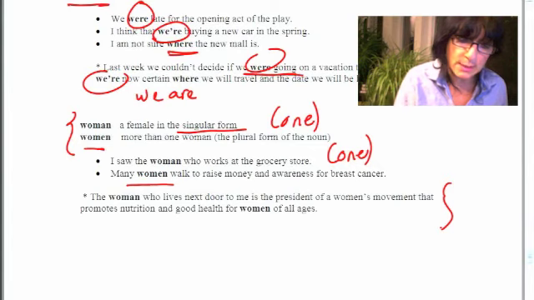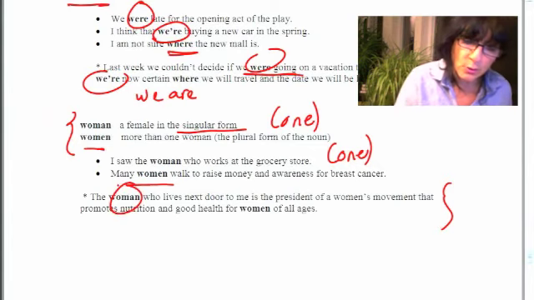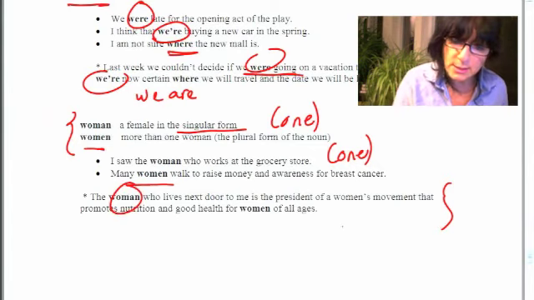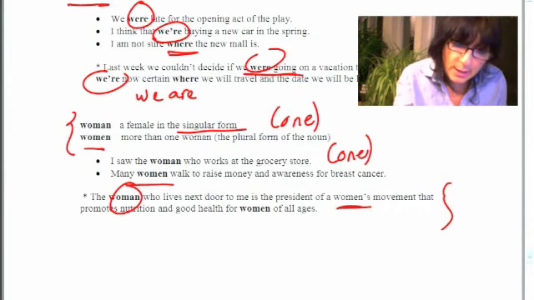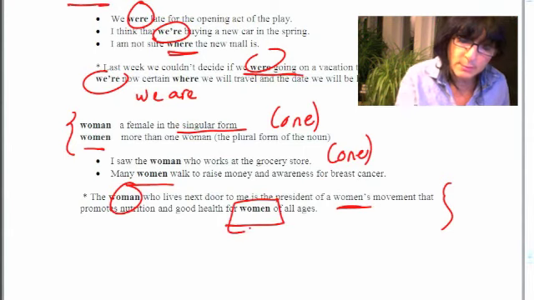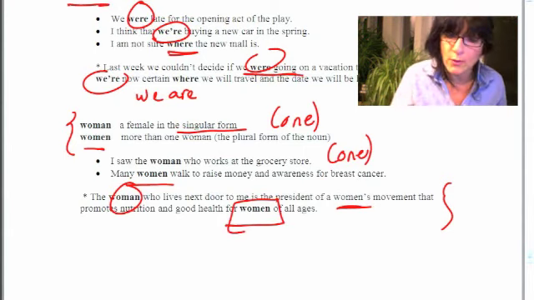Using them in one sentence: the woman, singular, who lives next door to me is the president of a women's movement. It's made up of a group of women that promotes nutrition and good health for women, meaning a group, more than one, of all ages. So there are a lot of commonly confused words. Please learn how to spell them, how to use them properly, and they will greatly increase your vocabulary.